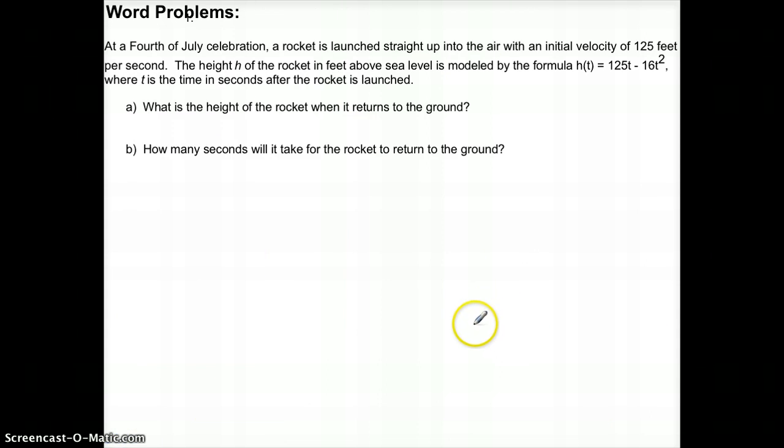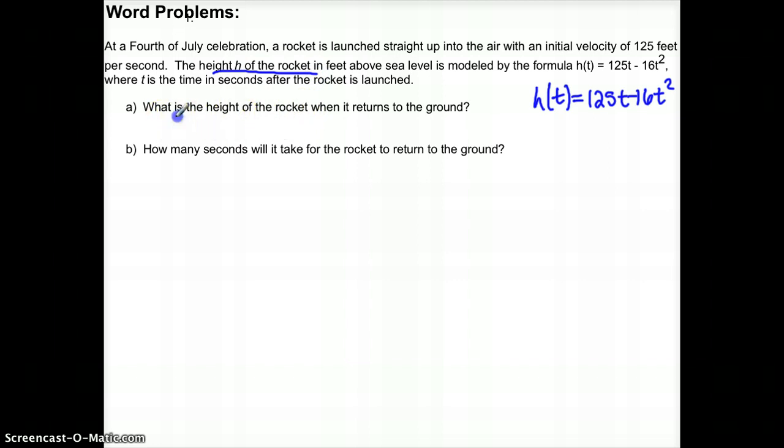All right, moving on, word problems. At a 4th of July celebration, a rocket is launched straight up into the air with an initial velocity of 125 feet per second. The height h of the rocket in feet above sea level is modeled by the formula h of t equals 125t minus 16t squared, where t is the time in seconds after the rocket is launched. What is the height of the rocket when it returns to the ground? Okay, so we have h of t equals 125t minus 16t squared. T is the time in seconds after the rocket is launched, and h is the height of the rocket.